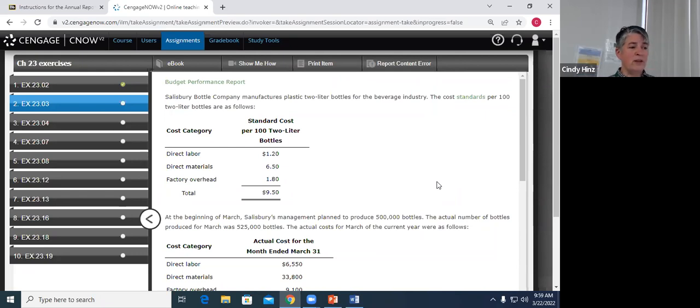Salisbury Bottle Company manufactures plastic 2-liter bottles for the beverage industry. The cost standards per 100 2-liter bottles are as follows. Direct labor, $1.20 per 100 bottles. Direct materials, $6.50. Overhead, $1.80 for a total cost of $9.50 per 100 bottles.